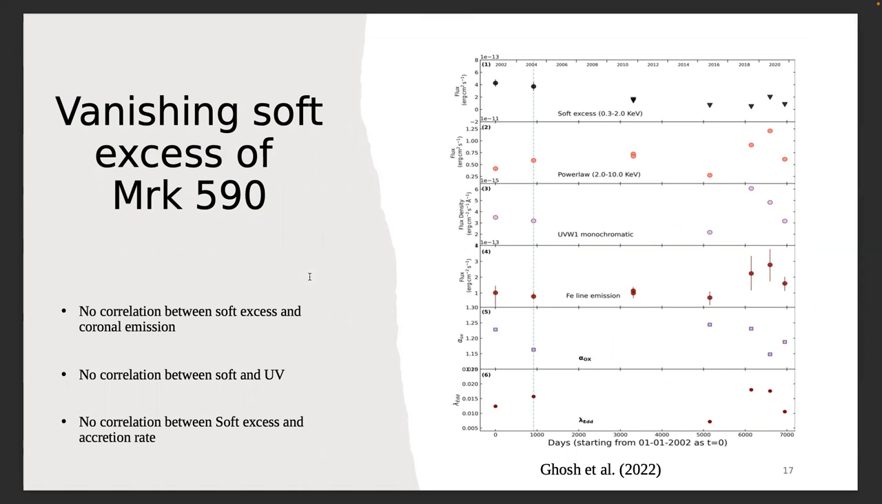Now, this is the lambda Eddington, which is basically the ratio of the L bolometric and the L Eddington, the accretion rate. So as you can see here, there is no correlation.